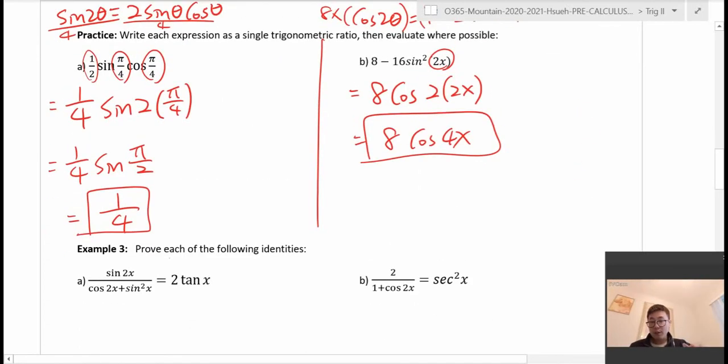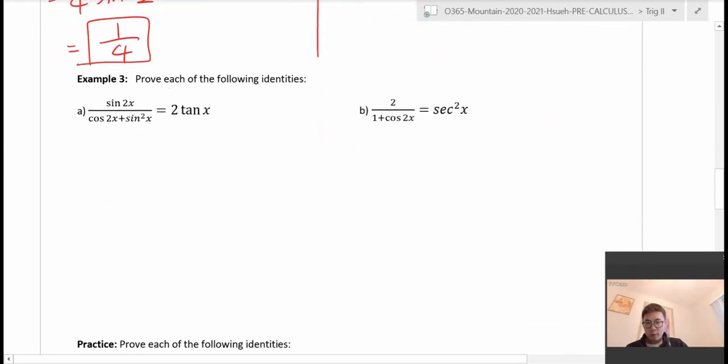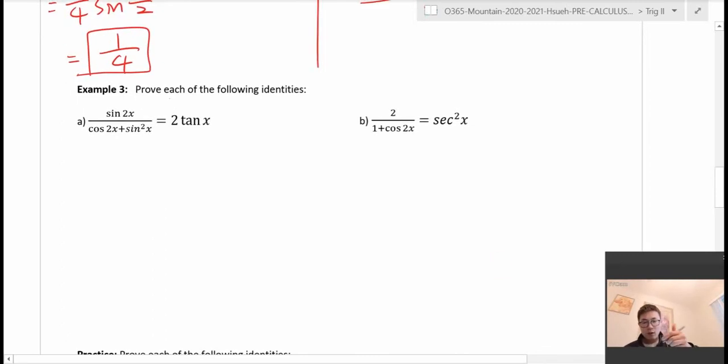All right, so these are the simplifying expressions, again, expressed as a single trig ratio. They could be confusing, kind of tricky at first. Just do a couple, and hopefully you'll get used to it. All right, here we go. We'll do some proofs, the same as in the past.